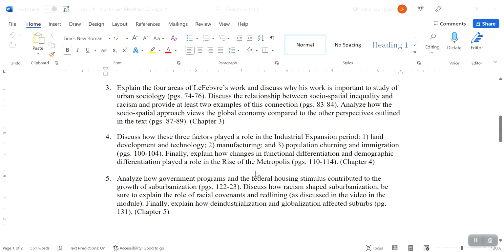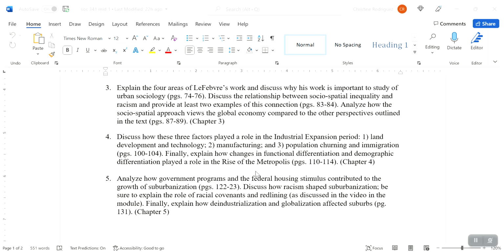Chapter 3, I ask you to explain the 4 areas of Lefebvre's work and to discuss why his work is important to the study of urban sociology. And again, I gave you pages to go back to and review his work and the 4 areas. Discuss the relationship between socio-spatial inequality and racism, and provide at least 2 examples of this connection, and again, give you some pages to reference. Analyze how the socio-spatial approach views the global economy compared to the other perspectives outlined in the text. Again, some pages for reference.